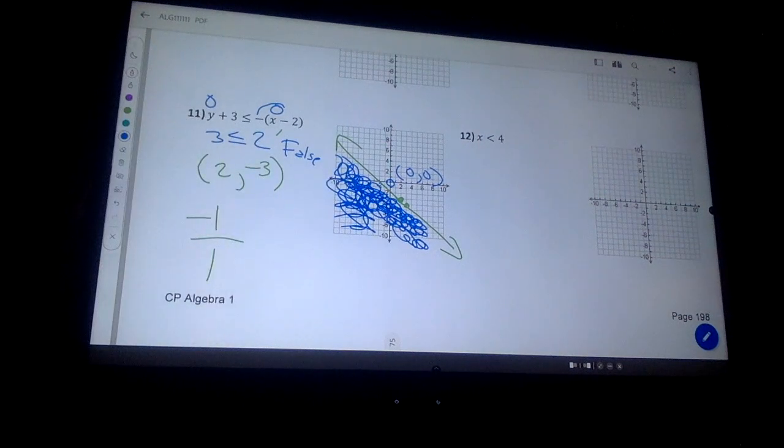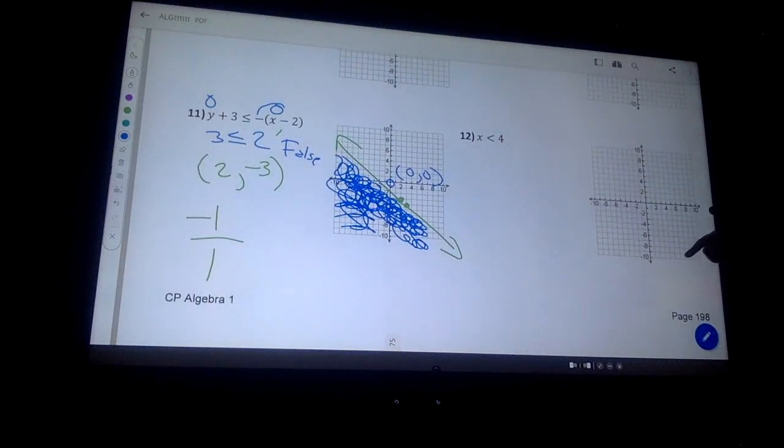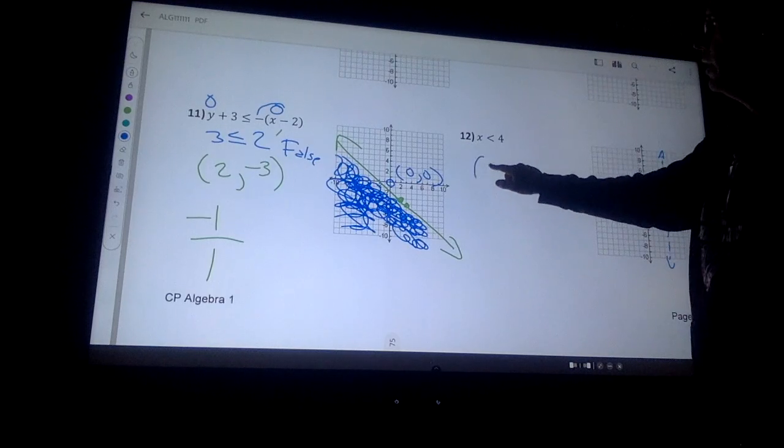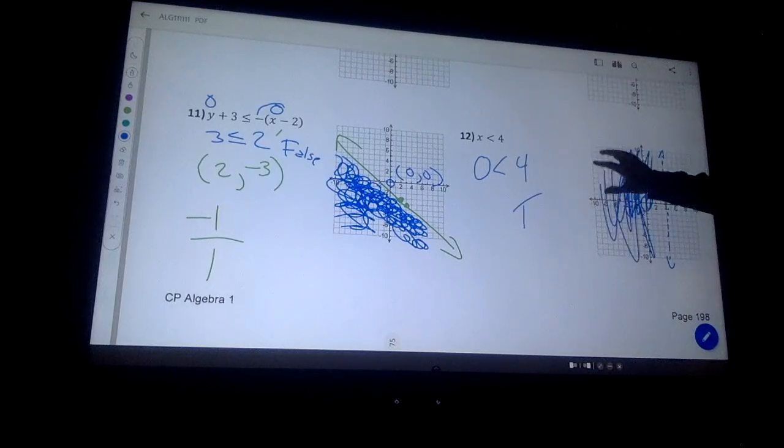And that's it. And then here's another special case. If y equals a number is horizontal and x equals a number is vertical, and this is going to be a dotted line, and it's dotted because I don't have the equal sign. And again, I'm going to try and use 0, 0. I only have to use this 0. Is 0 less than 4? Yeah, that's true. So I'm going to shade the side that has the 0, 0 on it.